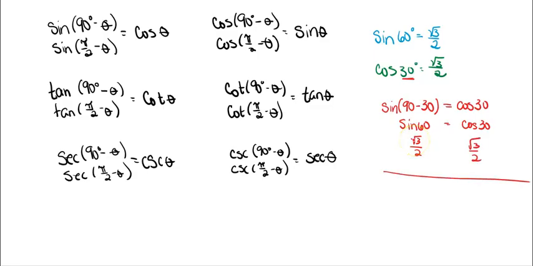Or I could say let theta be 60. So I would say the sine of 90 minus 60 should be the same thing as the cosine of 60. Well, that would make it the sine of 30. And we learned earlier that the sine of 30 degrees is 1/2, and the cosine of 60 degrees is also 1/2. You could evaluate it by drawing your triangle and figuring out SOHCAHTOA, or you could just memorize it.